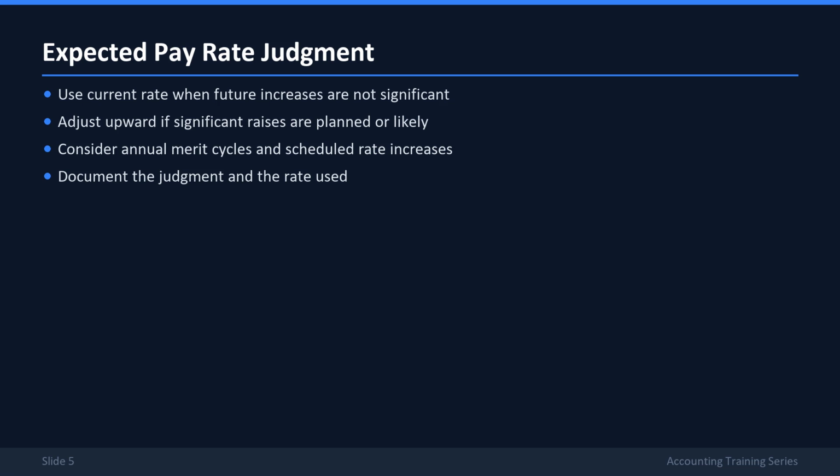The decision on whether to adjust for expected future pay increases requires professional judgment. If no significant pay increases are expected before the vacation time will be used or paid out, the current pay rate is appropriate. However, if the company has a known merit cycle or a scheduled salary increase that is expected to occur before the leave is settled, the liability should reflect the higher expected rate. This judgment must be documented, and the rate assumption used should be reviewed and updated at each period end as new information becomes available.